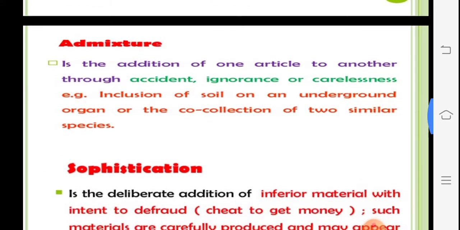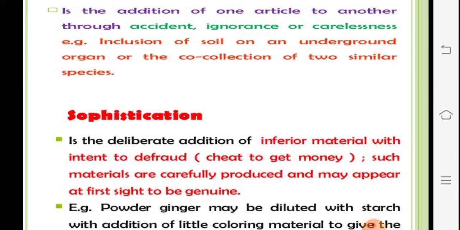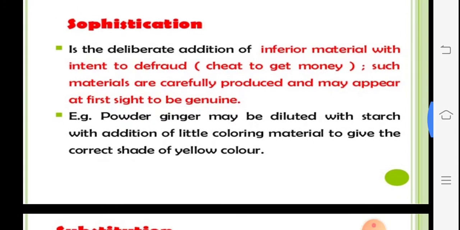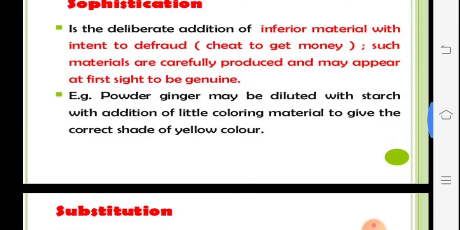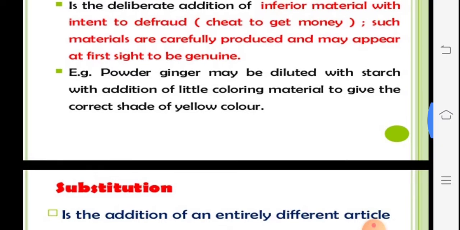Admixtures generally involve certain accidental additions, such as the inclusion of soil at the time of collection from the field, or the seeds of mustard or others. Then sophistication is the deliberate addition of inferior material into the original drug. For example, in powdered drugs such as ginger powder, it is generally added with different starches or coloring matters.